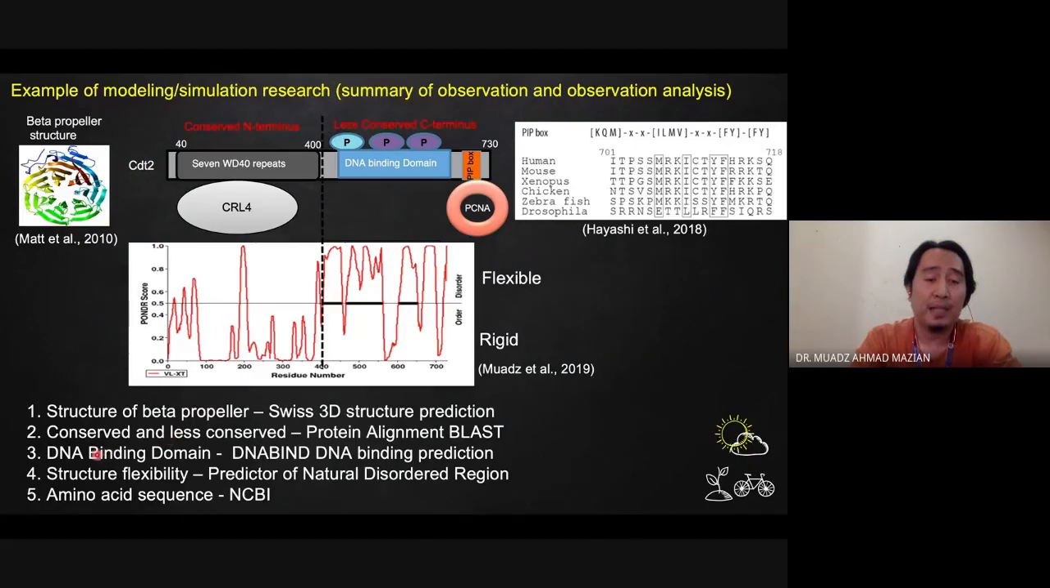Next is DNA binding domain. So I just want to check lah whether my protein ni is involved in cell cycle. So I nak check ada tak DNA binding protein. Then I send my protein sequence to DNA binding prediction. So this is all open software lah. So bila I send, it turns out that there is a binding domain dekat C terminal of my protein. Okay, ada lagi information yang boleh dapat.